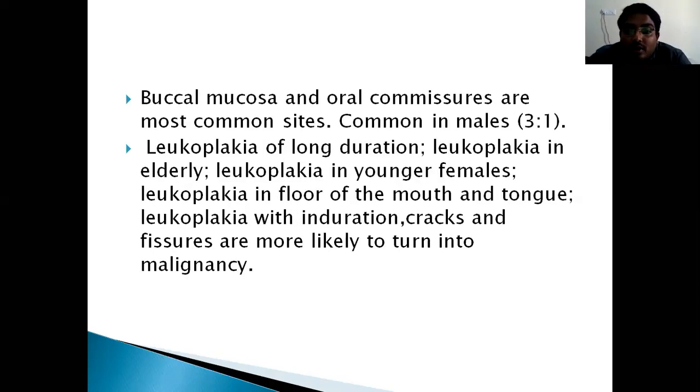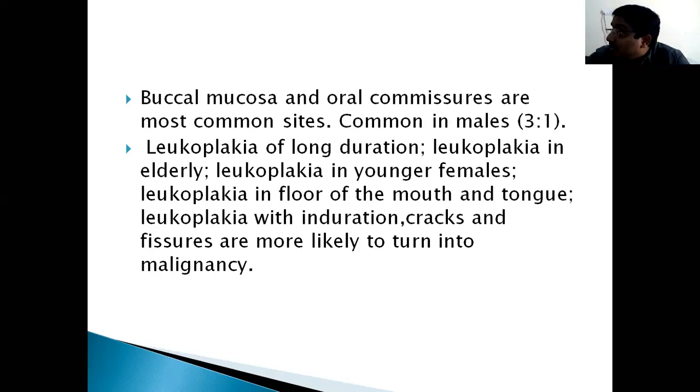The buccal mucosa and oral commissures are the most common sites, common in males. Leukoplakia is of long duration. It is seen in the elderly, and also in younger females. It is also seen on the floor of the mouth and tongue. Leukoplakia with induration, cracks, and fissures is more likely to turn malignant.